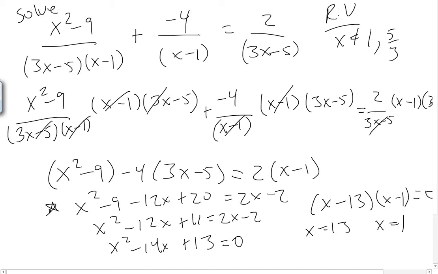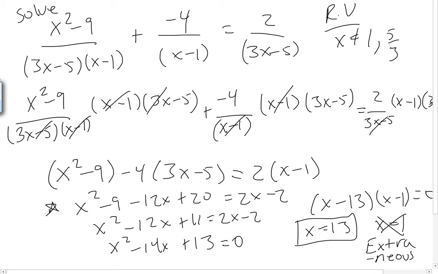The point is I got two answers, but I have to go back and check, are either of them extraneous? Remember, 1 was a restricted value and 5/3 is a restricted value. So x equals 13, that's okay. X equals 1, that's not okay. This is an extraneous solution. It's an extra solution that shouldn't be there. Really, we should call it extraneous.